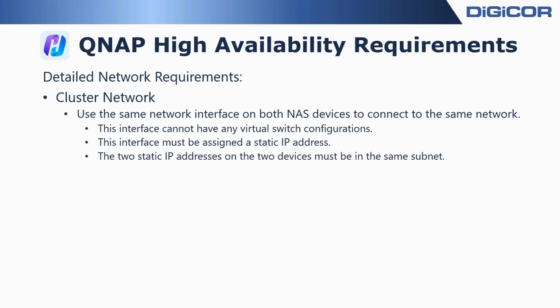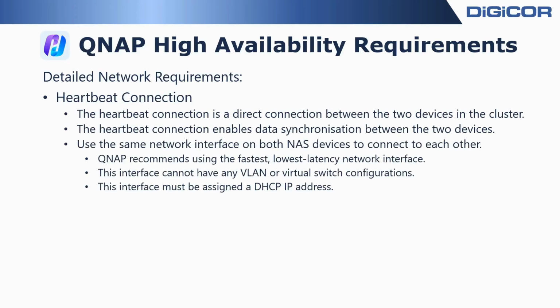In addition to the cluster network, we also have a heartbeat connection. The heartbeat connection is going to be using a network port which is going to be directly attached between the passive and active, or the first and second NAS device. This is the connection that enables the data synchronization between the two devices. And again, like the cluster network, you need to make sure you are using the same network connection or the same network interface on both NAS devices for the heartbeat.